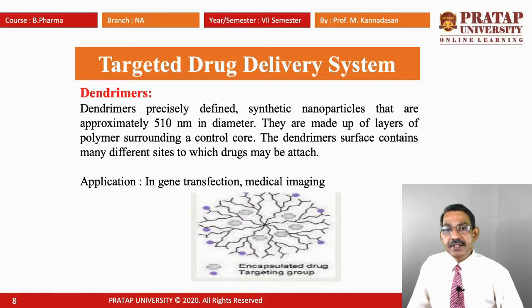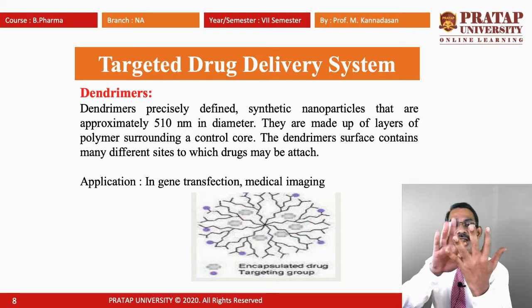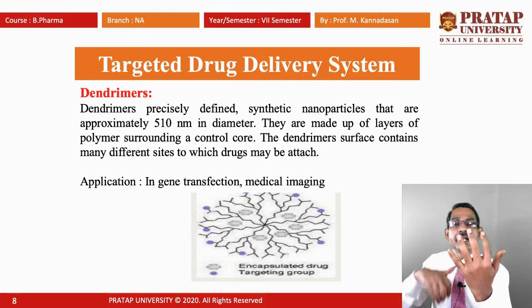Dendrimers are precisely defined synthetic nanoparticles approximately 5 to 10 nanometers in diameter. They are made up of layers of polymer surrounding a central core. That means the dendrimers are surrounded by a number of polymer layers. The dendrimer surface contains many different sites to which drugs may be attached. Just like fingers, the cavity, this is the area where the drug will be loaded.